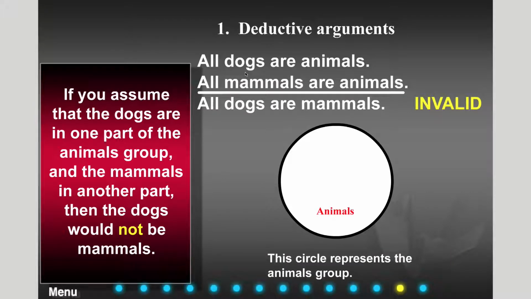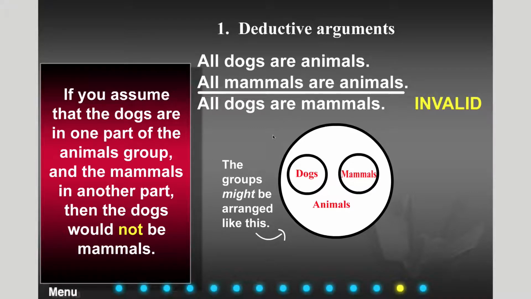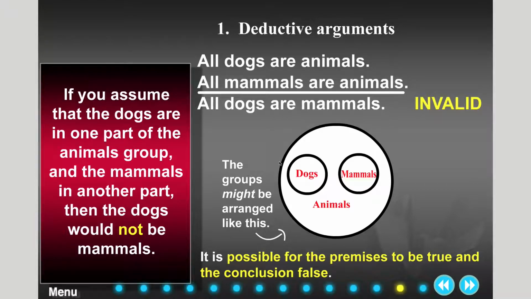So all dogs are animals, all mammals are animals, all dogs are mammals. And see, this is the circle that I was trying to represent before, right? That is, we can imagine that there are all these animals, and dogs can be arranged here away from mammals according to this argument. And so because that's the case, it is not a valid deductive argument. It is possible for the premises to be true, but for the conclusion to be false.